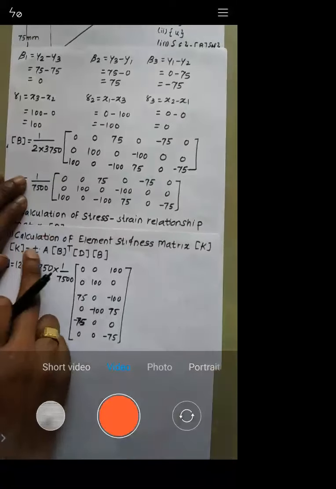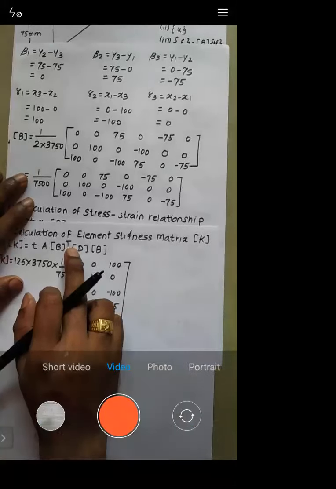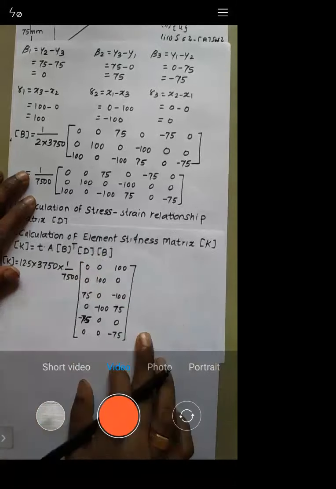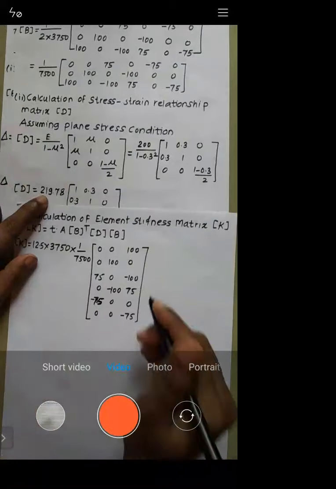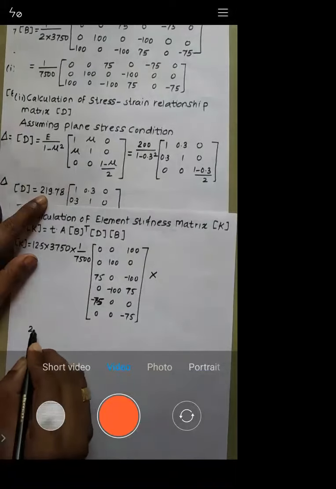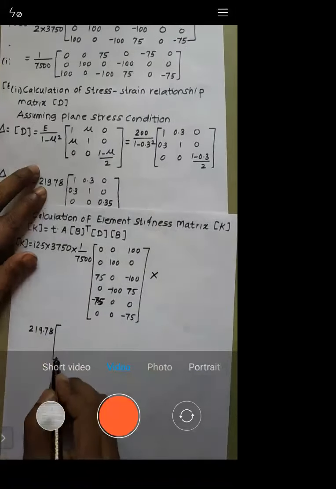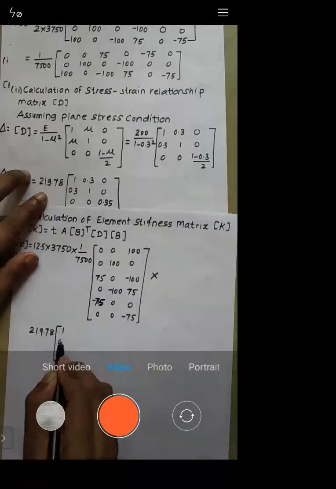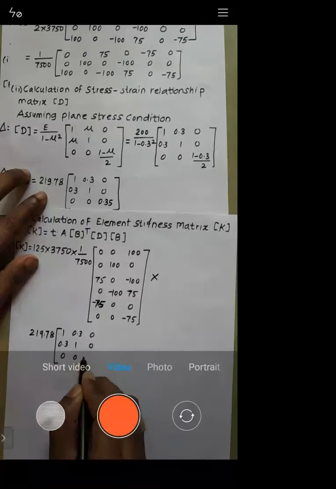So this is thickness into area into B transpose, into D. So what is that D? See, this is D. So I will write it down here, into 219.78, into this matrix. This is D that I am writing: 1, 0.3, 0; 0.3, 1, 0; 0, 0, and 0.35. So this is what I have written as D.